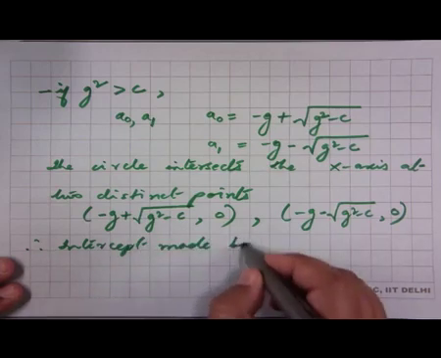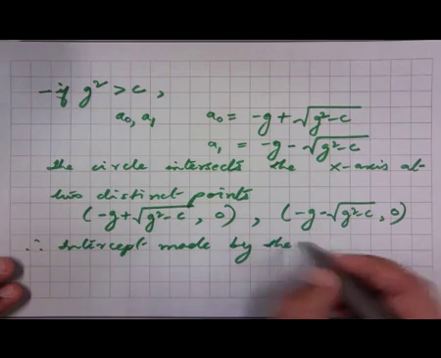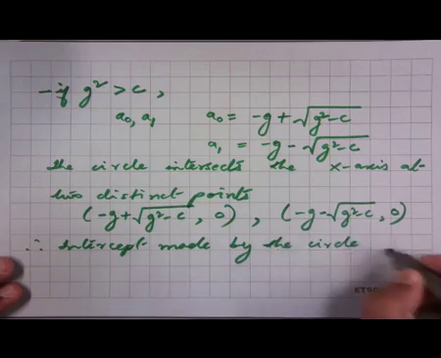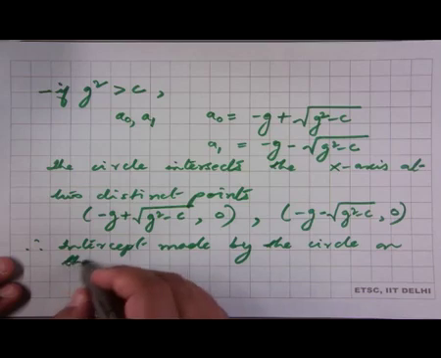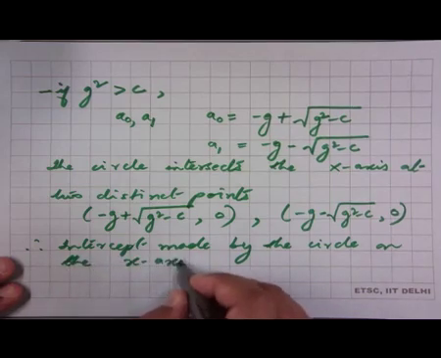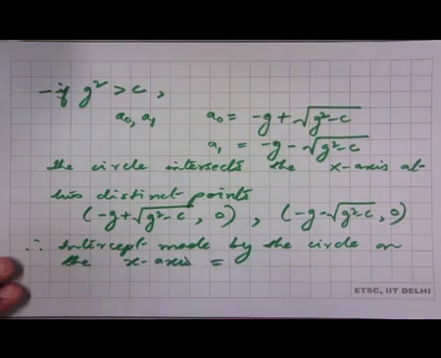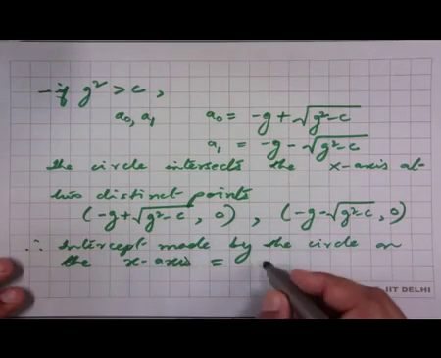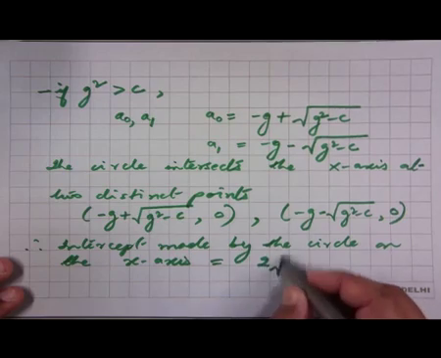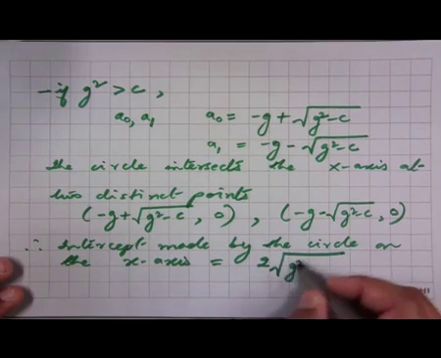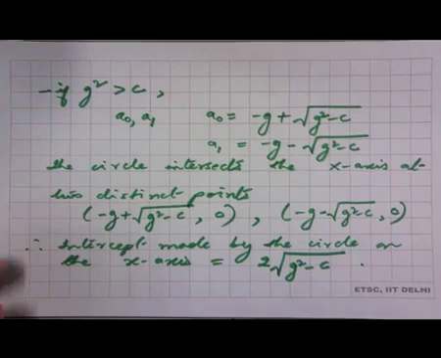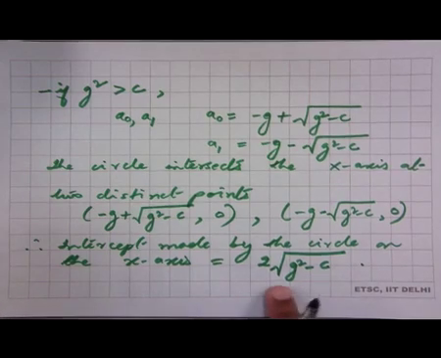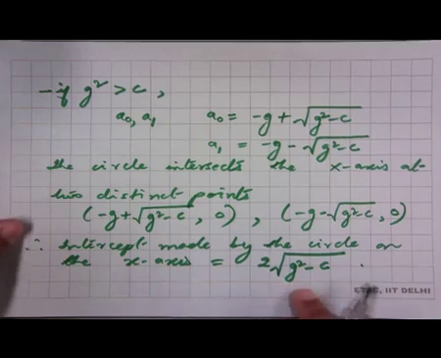Intercept made by the circle on the x axis will be equal to the distance between these two points, which will be 2 times square root of g square minus c. So, this is the expression for the intercept made by the circle on the x axis.